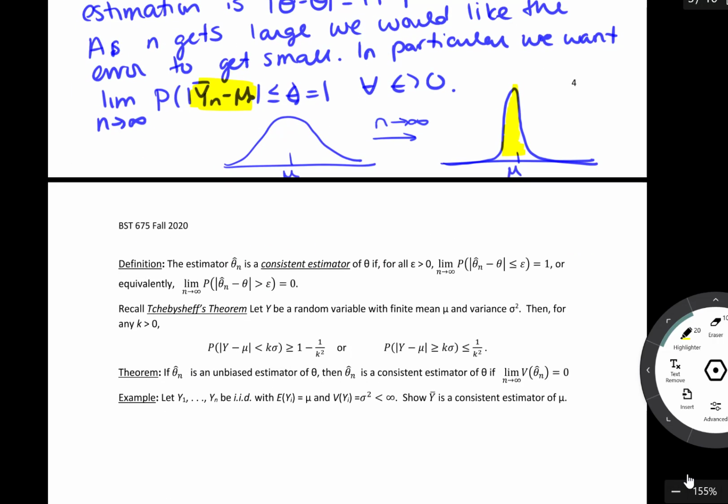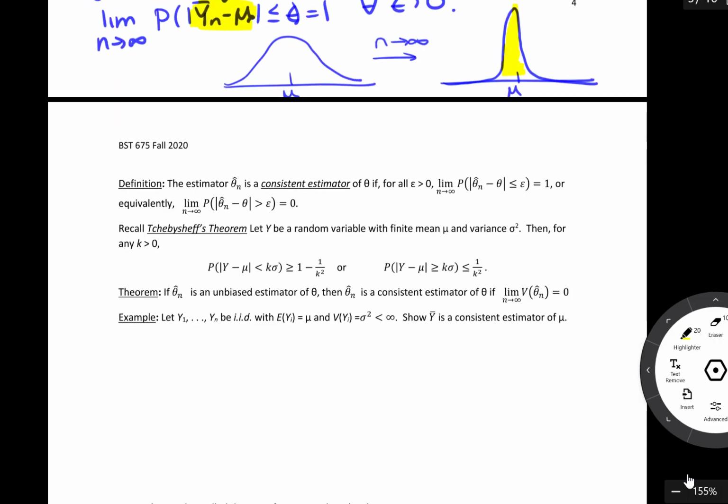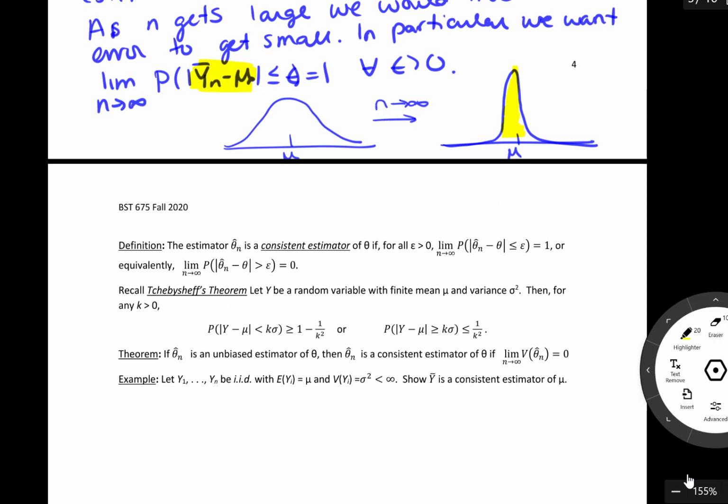And so this motivates our definition of what it means to have a consistent estimator. The estimator theta hat n is a consistent estimator of theta if for all epsilon greater than 0, as n approaches infinity, the probability that the distance between theta hat and theta, theta hat being the random piece, is less than some epsilon approaches 1. Again, it's the idea that the variability of the sampling distribution is decreasing as n increases, so you can almost think of that sampling distribution as compressing towards mu.